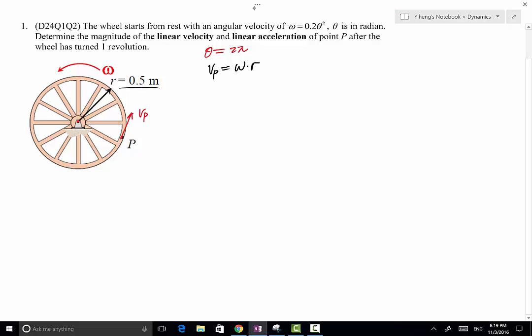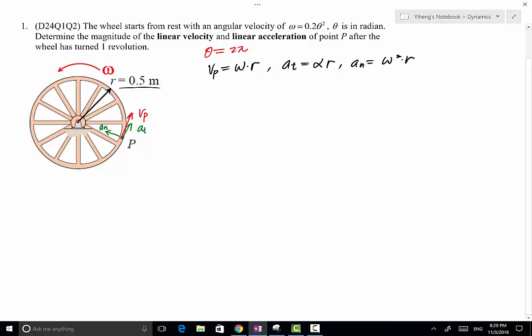And at the same time, at point P, we will have two components of linear acceleration. One is the tangential acceleration component, which is along the direction of your linear velocity, so it's also tangent to the path. And another one is the normal acceleration, which is pointing towards the center of rotation. So AT here will equal alpha r, alpha being the angular acceleration, and then the AN component will equal VP squared over r, which is also omega squared times r.